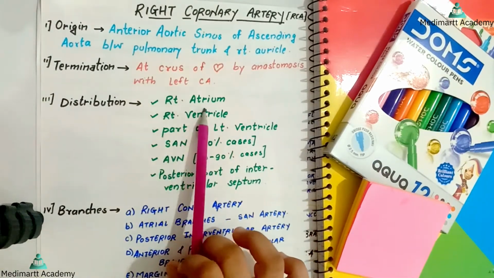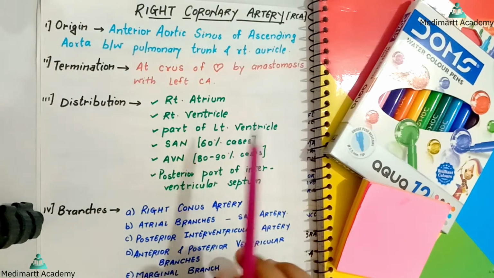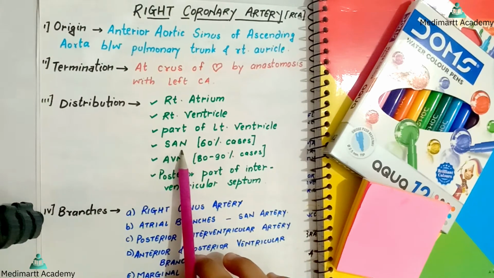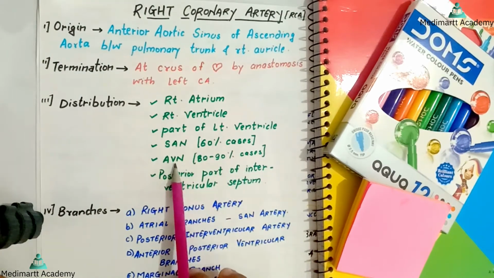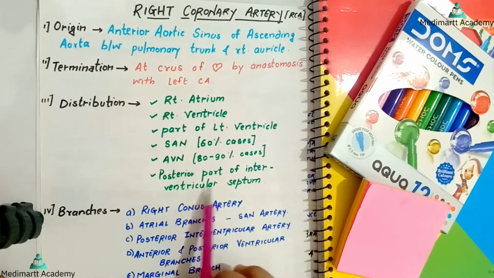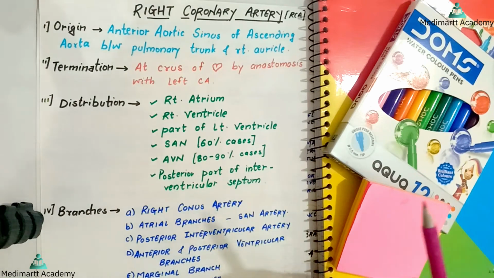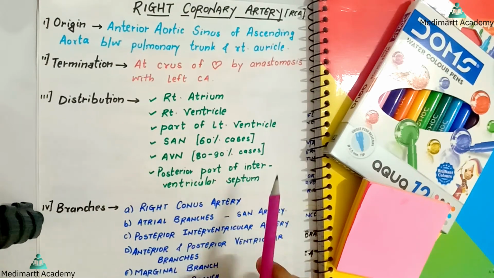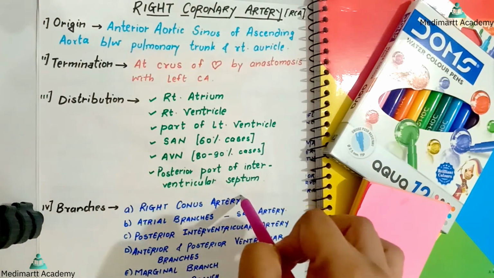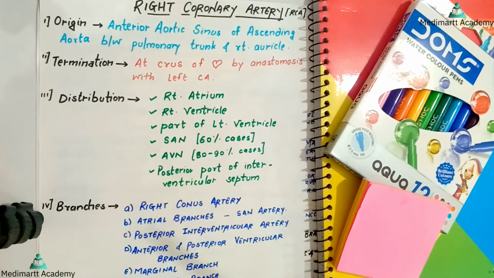So it supplies the right atrium, the whole right ventricle, and part of the left ventricle, a very little part. Then the sinoatrial node by the sinoatrial nodal artery in 60% cases, the atrioventricular node in 80 to 90% cases, and the posterior part of the interventricular septum. This obviously comes from the posterior interventricular branch, as I told you in the previous video. The posterior part of the interventricular septum is supplied by the right coronary artery, and the anterior part is supplied by the left coronary artery.